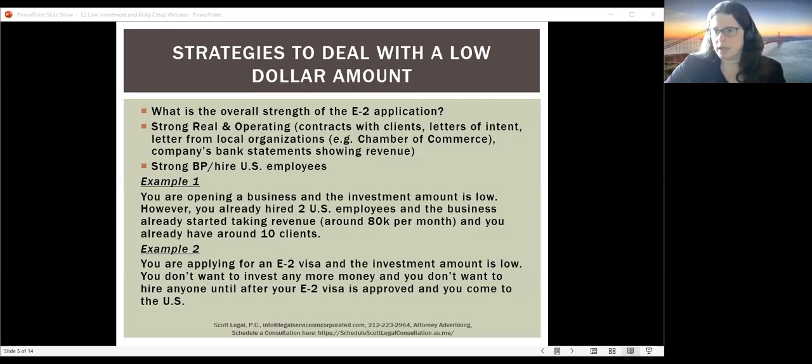And any money that you pay to that employee can be included as part of your investment, and is also good for showing you meet the marginality requirement. So let's look at a couple examples.